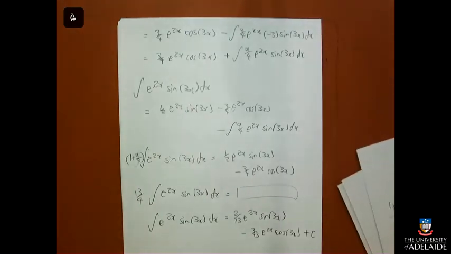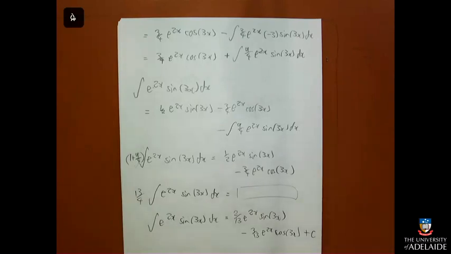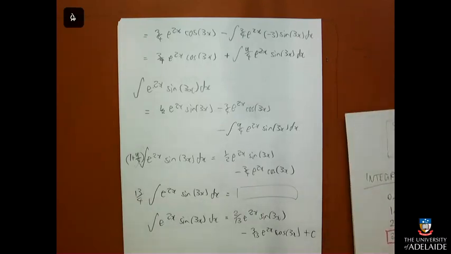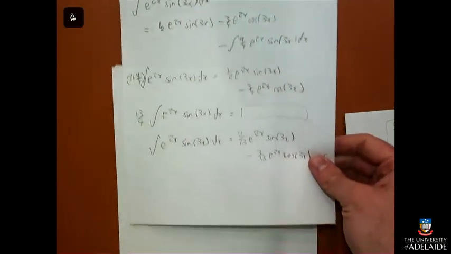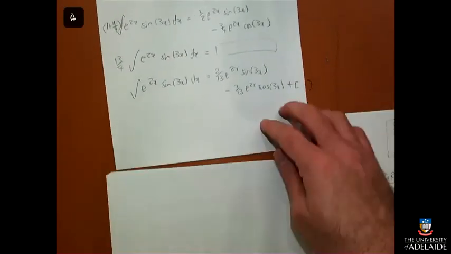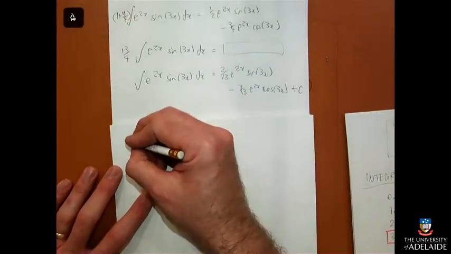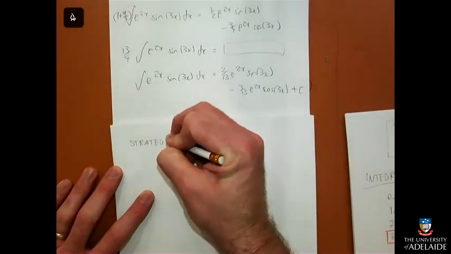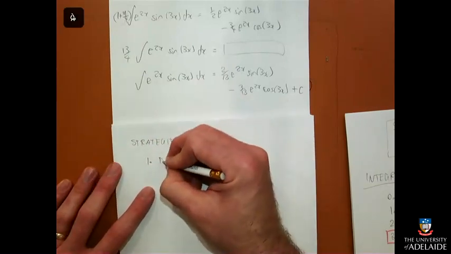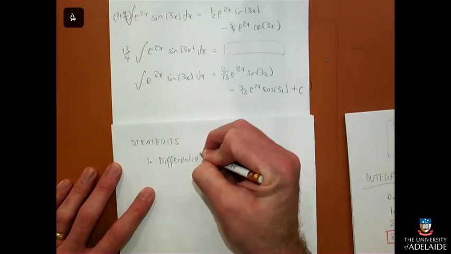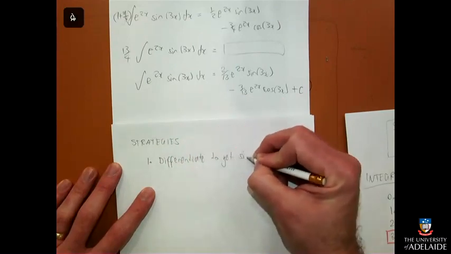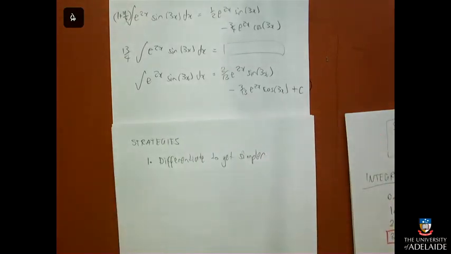So when you do reduction formulas, which are a thing that you can do, choosing what to integrate and going round in circles are common strategies that get used. So just to finish that off, we had various strategies. Strategy number 1 was differentiate to get simpler. And that happened when I did that x, and the x differentiated to make a 1, which was much simpler.